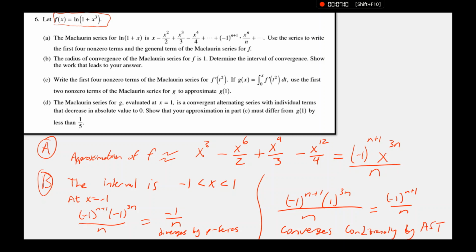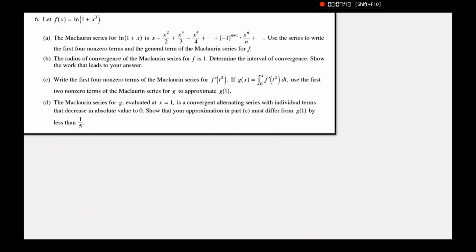Okay, we diverged at -1 and we converged at +1. So what should my interval be? x is greater than -1 but less than or equal to 1. Perfect. Okay, did they ask for anything else? Nope, that's it. They asked us to justify the answer, so I feel like we've justified it down here. Okay. Part C.